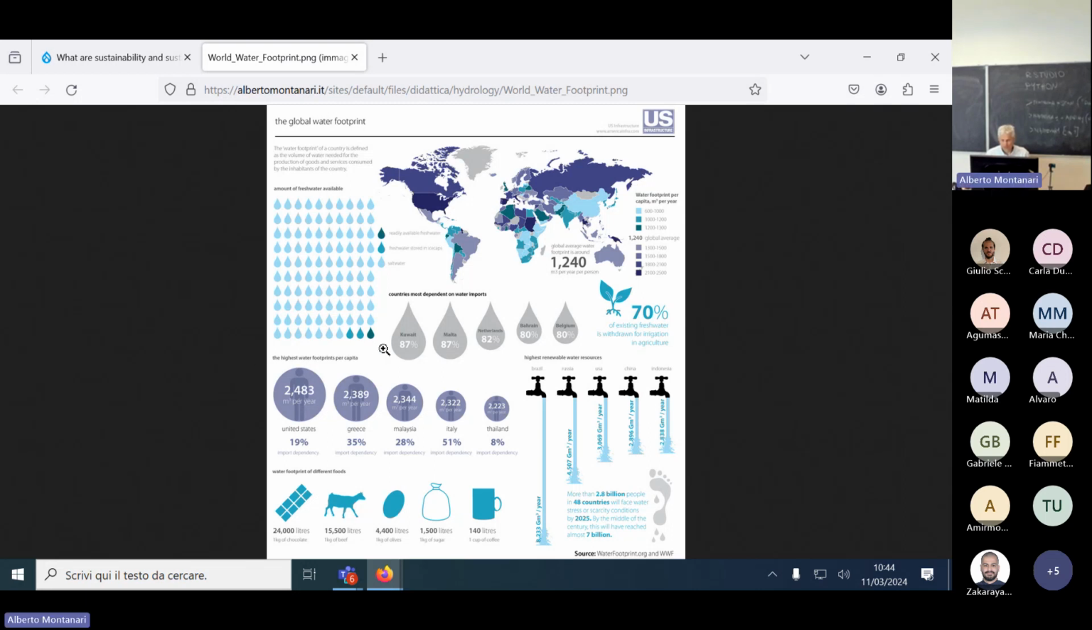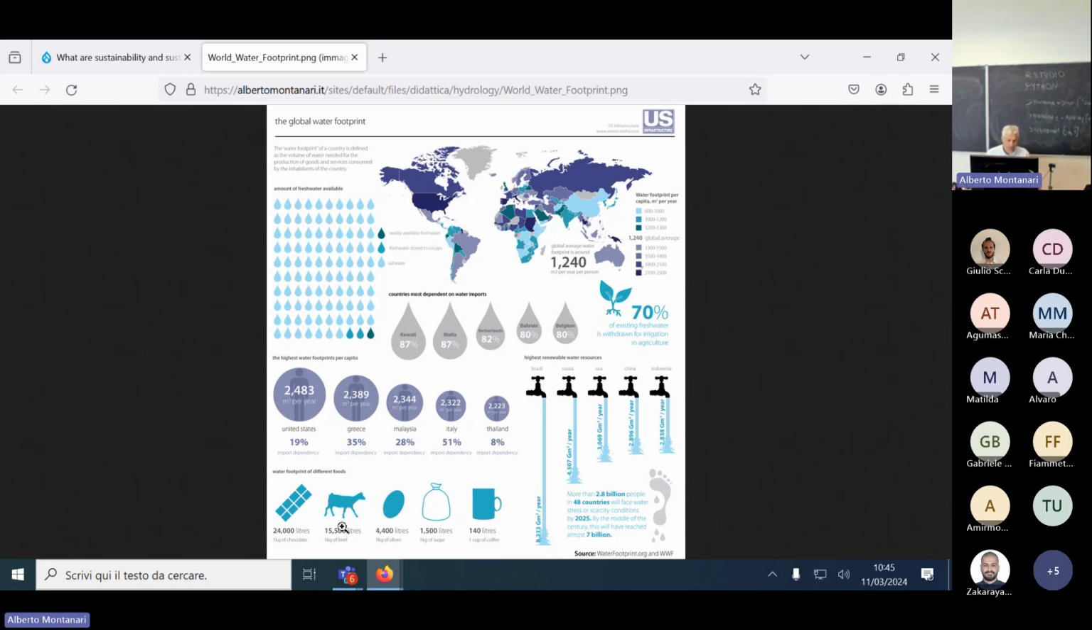Now, let me just finish with this figure and then we make the break. Water footprint of different foods. This is extremely interesting. Okay. So 1 kilo of chocolate requires 24,000 liters. 1 kilo of beef, 15,000. 1 kilo of olives, 4,000 liters.